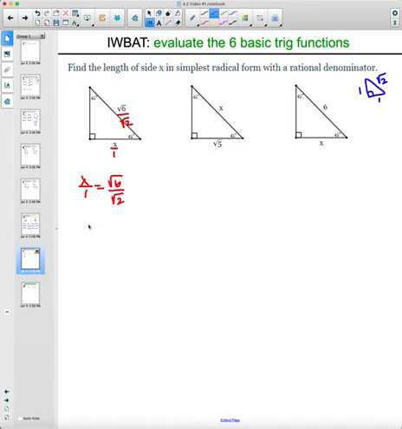So x over 1 is just x. Square root 6 over square root 2, those are both radicals, so we can divide the insides. So square root 6 divided by square root 2 is square root 3.